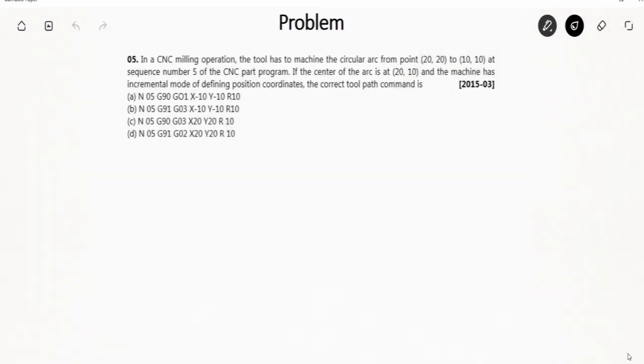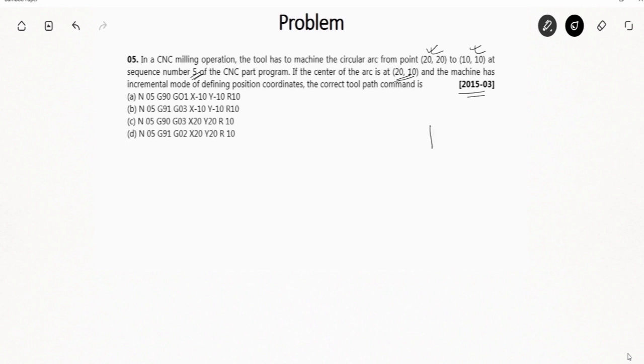The next question is from GATE year 2015. The question says, in a CNC milling operation, the tool has to machine the circular arc from coordinate 20 comma 20 to 10 comma 10 at sequence number 5 of the CNC part program. If the center of the arc is 20 comma 10, so they have given the center of the arc also.